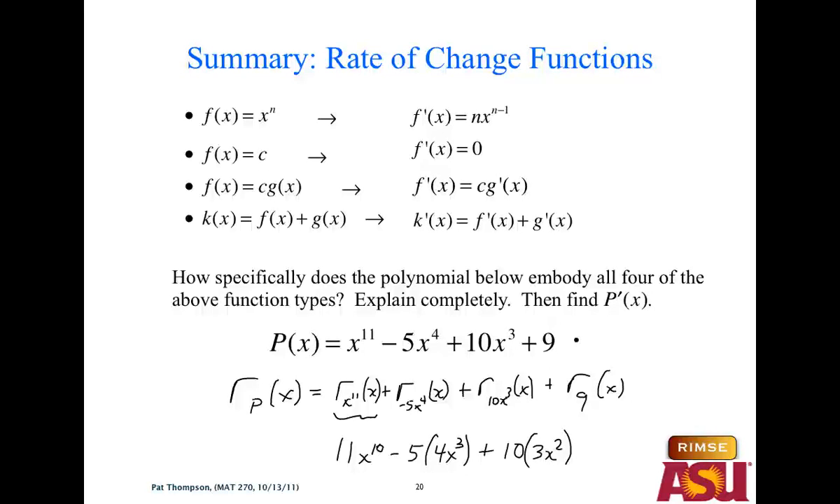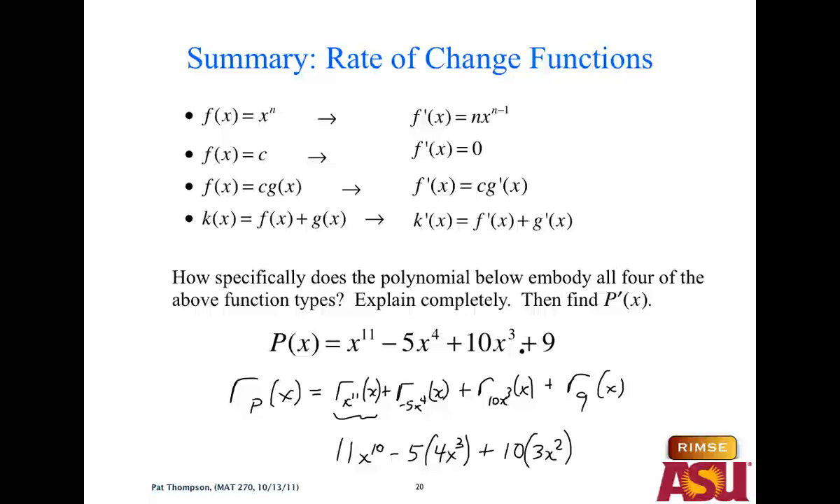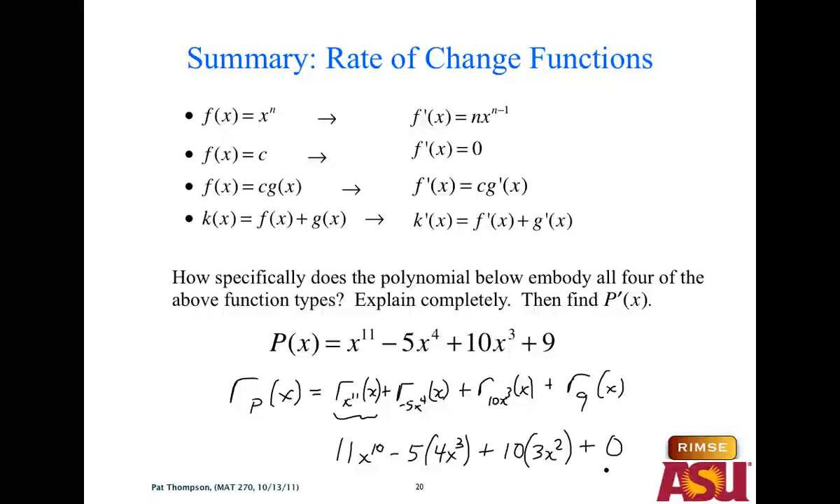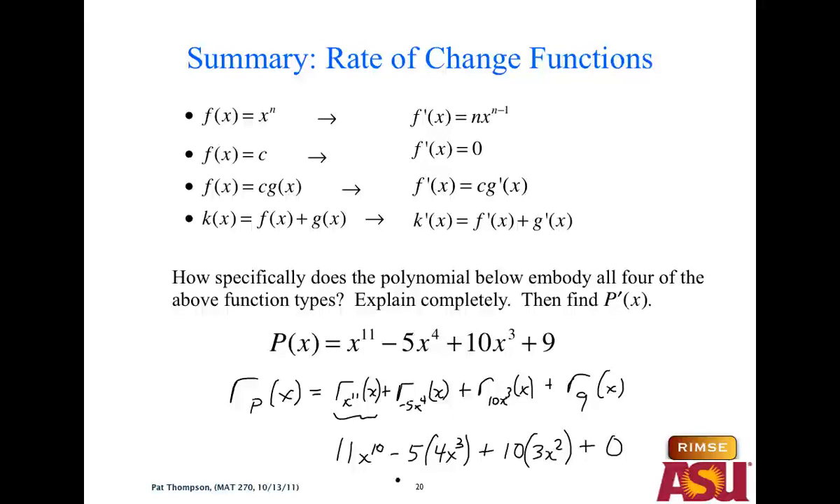1, 2, 3, or 4? It's a constant, right? That's the rate of change of 9 with respect to x. That's not g, that's 9. So it's the rate of change of a constant with respect to x. Okay? So we could simplify here.